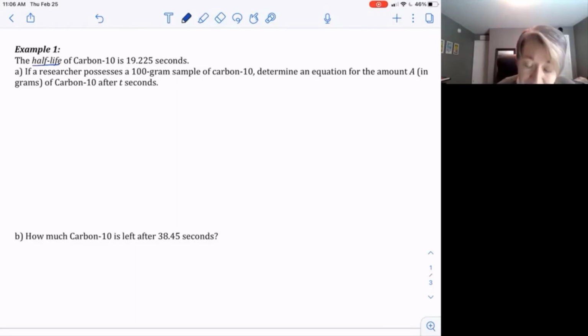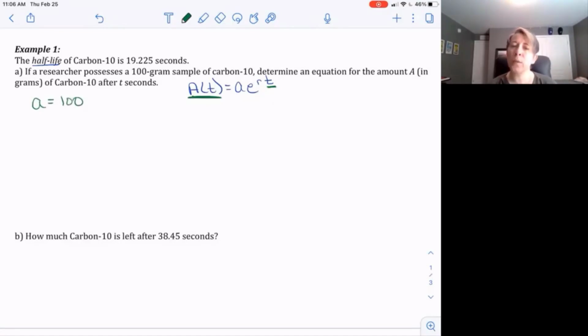Well, if we're dealing with half-life, they're wanting this equation, A(t) = A e^(rt). Anytime they mention doubling time or half-life, we know we're talking about continuous growth or decay. When they're asking you to come up with an equation, there are only two variables that remain: our output, A(t), and t, which is our input. Well, they gave us the initial amount, which is 100 grams. The only other variable, remember e is a number, that they did not give us is r. That's what we have to find in order to come up with this equation.